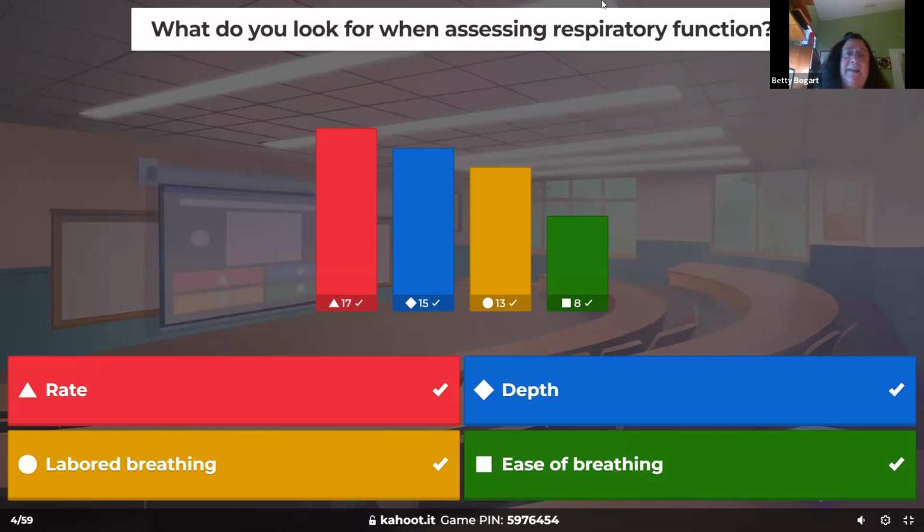So when you're assessing lungs, what's going on with them? How fast are they breathing? How deep are they breathing? Is it labored? Is it easy? All of these things we need to look for. Any retractions? What do we see in infants? Nasal flaring, okay? Their noses go in and out. And that might just be the first thing you see.